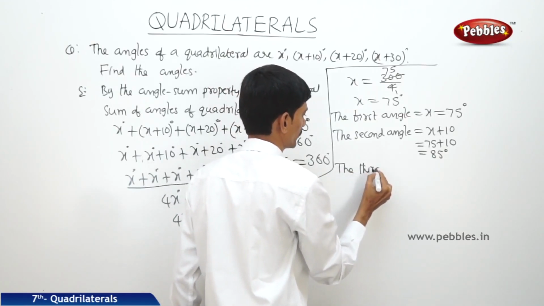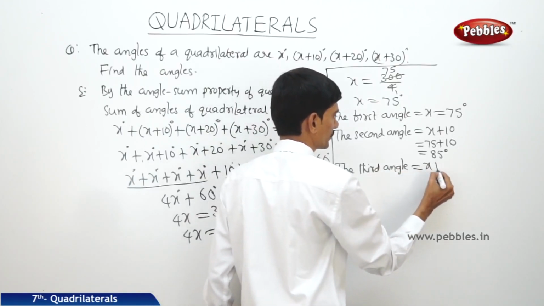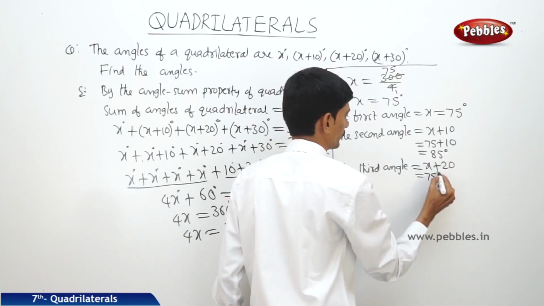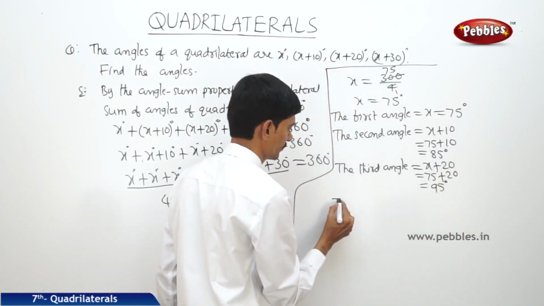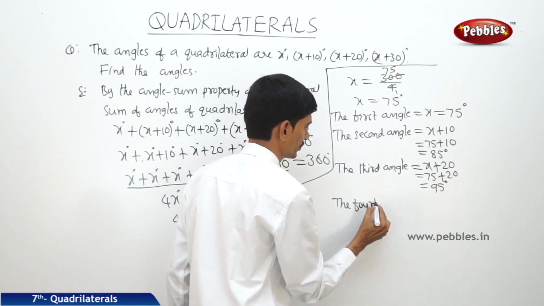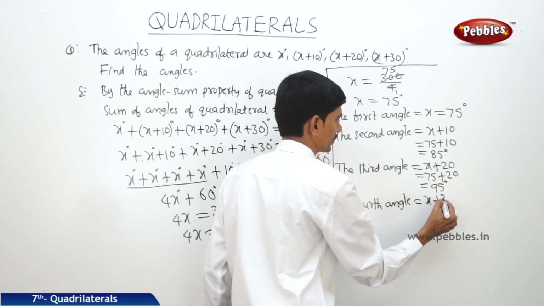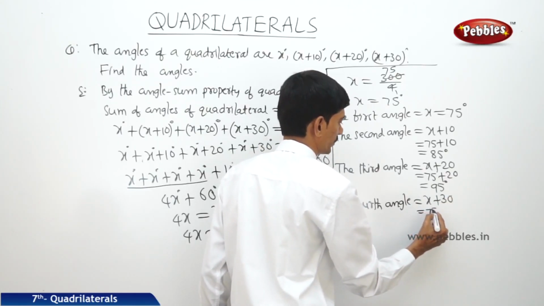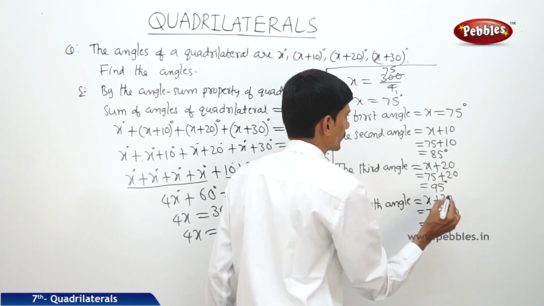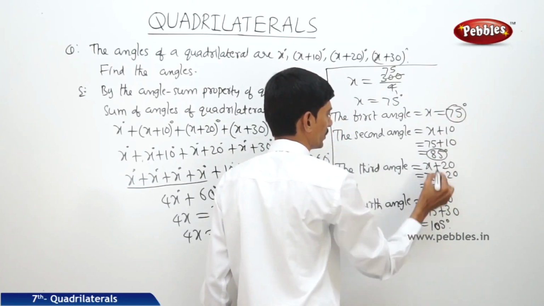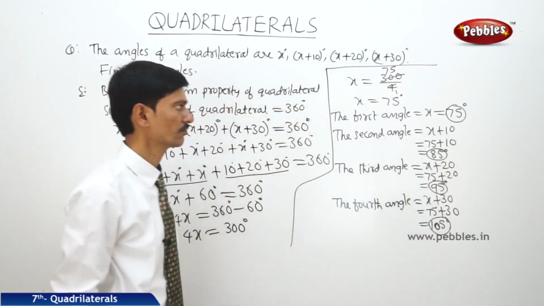The third angle equals x plus 20. 75 plus 20 equals 95 degrees. The fourth angle equals x plus 30 degrees. So 75 plus 30 equals 105 degrees. So 75, 85 degrees, 95 degrees and 105 degrees. So these are the four angles of the given quadrilateral.